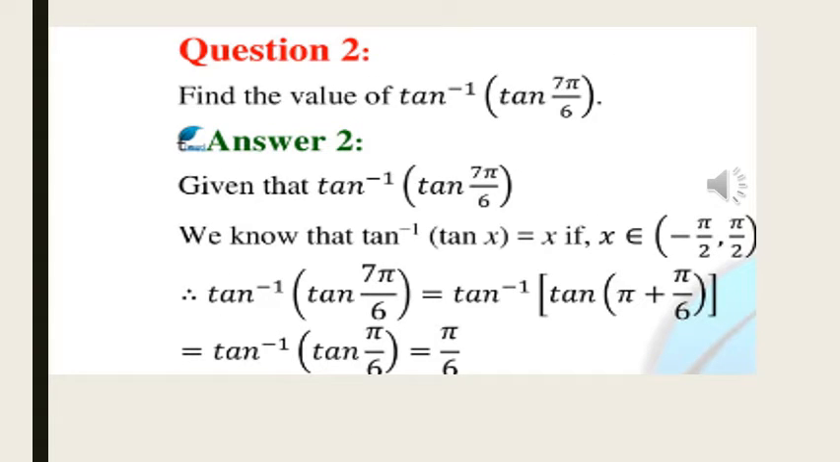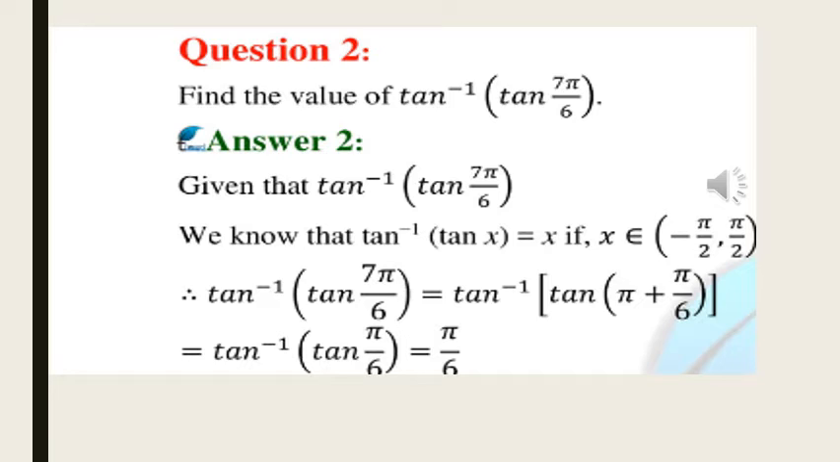Now question number 2, tan inverse of tan 7 pi by 6. We know this value is 7 pi by 6, but the problem is that this x value, 7 pi by 6, doesn't belong to the open interval minus pi by 2 to pi by 2. So we are replacing tan 7 pi by 6. 7 pi by 6 is 210 degrees. How do we get 210? 210 is 180 plus 30.